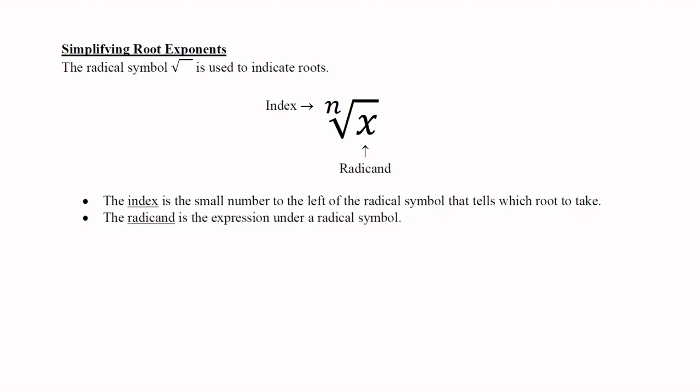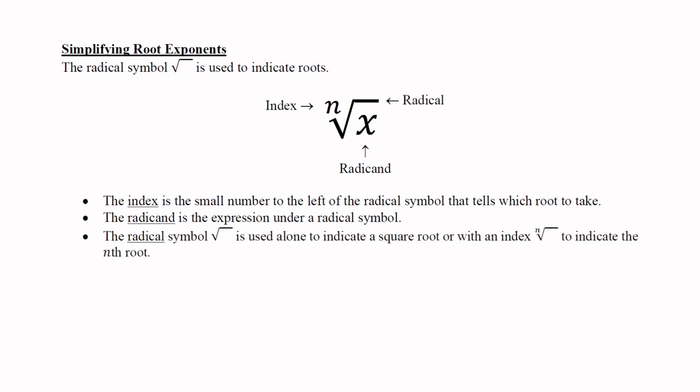And the radicand is the expression under the radical symbol. So in this instance, it's x. The radical symbol is used alone to indicate a square root or with an index to indicate an nth root. So for example, a radical symbol with an index of 3 represents the cube root. Since 2 to the third equals 2 times 2 times 2, which equals 8, the cube root of 8 equals 2. So what does a radical symbol do? It undoes a power. It is the opposite operation of a power.